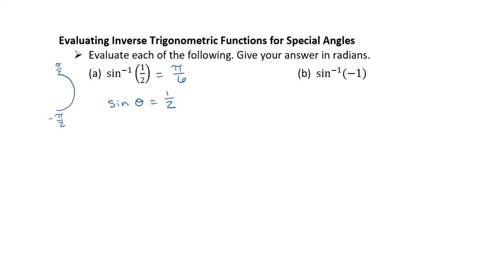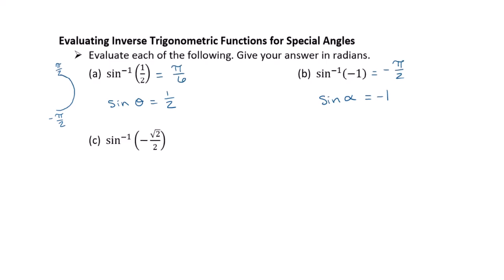Here, the inverse sine of -1. Remember that this means that the sine of some angle is equal to -1. Again, from negative pi over 2 to pi over 2, where would that occur? That's going to happen at negative pi over 2.